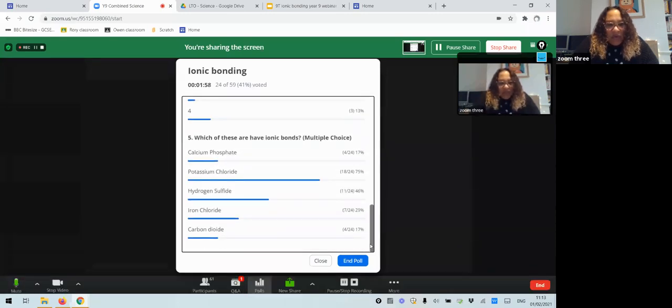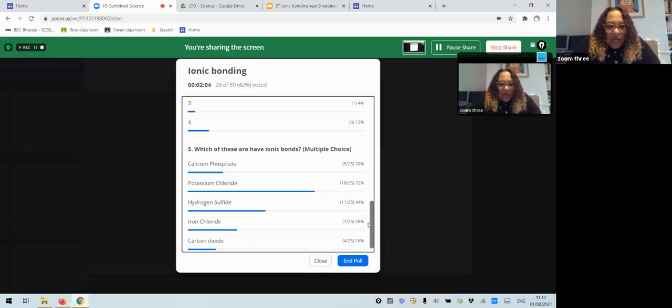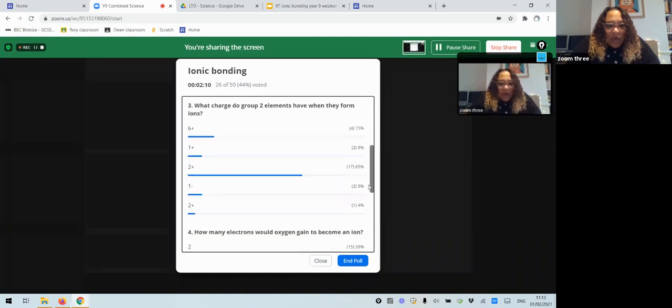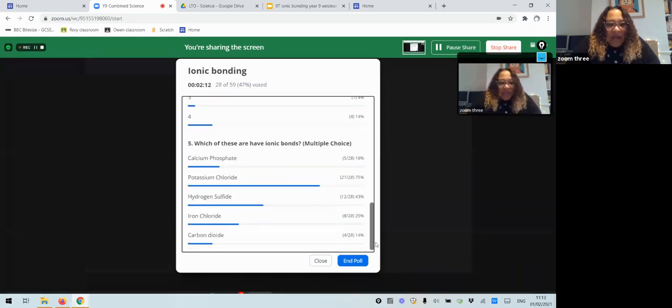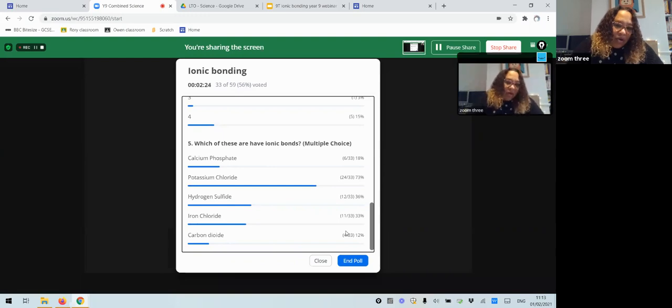Which of these have ionic bonds? Oh, this is interesting. Having a look here. The fact that all of you said a metal, and well, nearly all of you, a metal and a non-metal form ionic bonds, which is correct, then you need to be thinking here, which of these are a metal plus a non-metal for your answer. So 77% of you have selected potassium chloride. You're absolutely right, because you've got potassium in group 1 and chlorine in group 7.